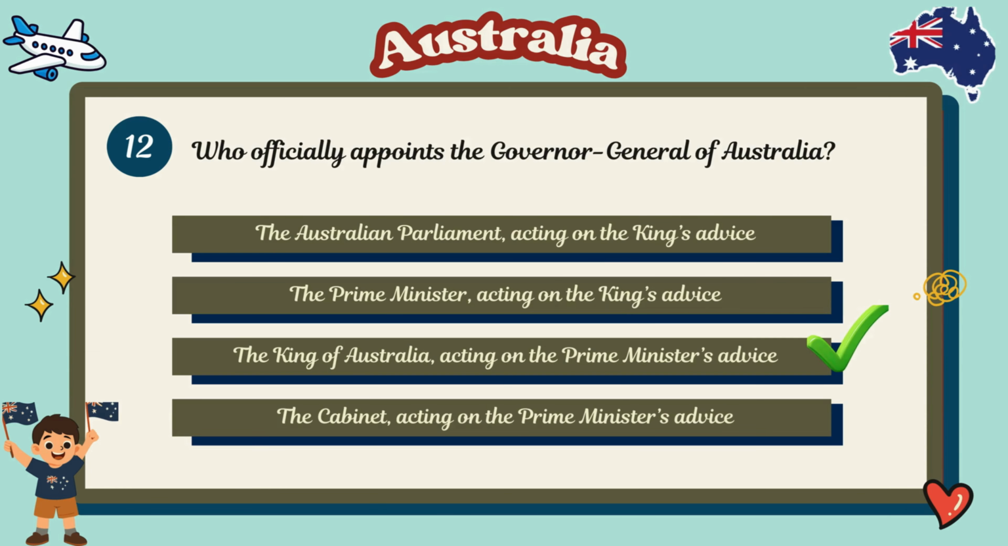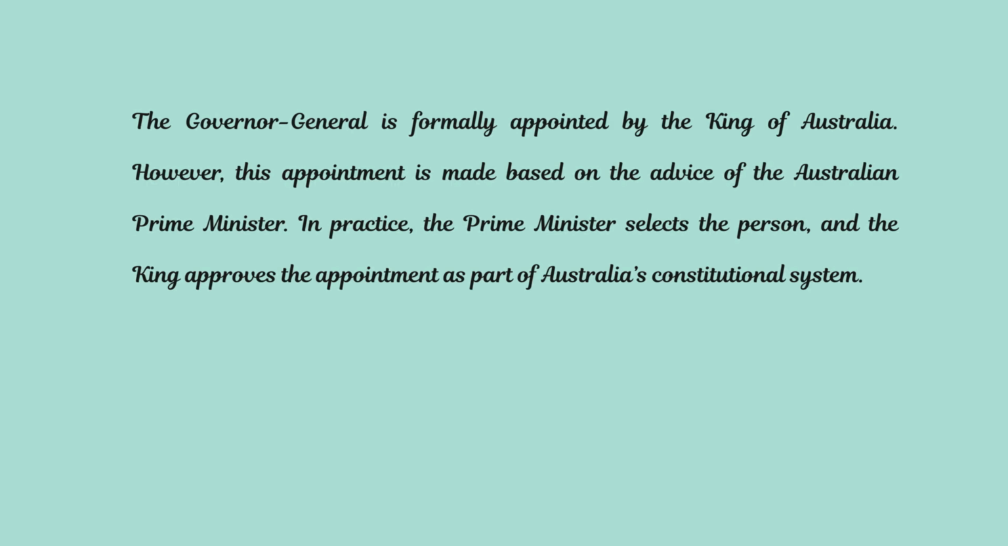Correct answer C. The King of Australia, acting on the Prime Minister's advice. The Governor-General is formally appointed by the King of Australia. However, this appointment is made based on the advice of the Australian Prime Minister. In practice, the Prime Minister selects the person, and the King approves the appointment as part of Australia's constitutional system.